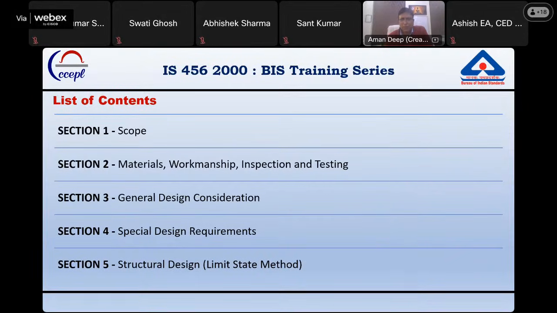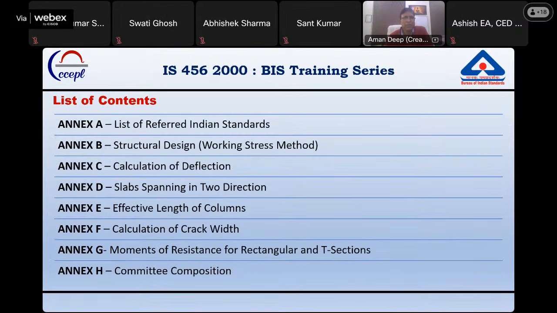Section 5 is structural design with the help of limit state method of design. And then we have some annexures of this standard, which will also be discussed briefly. And these A to H are the annexures which are part of the IS 456, and we will have a slight look at that also.